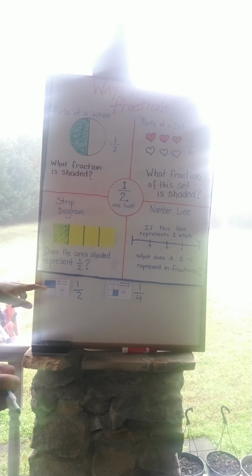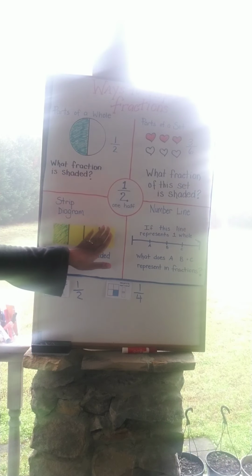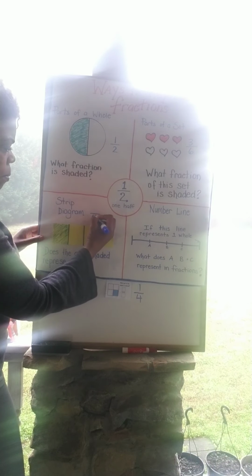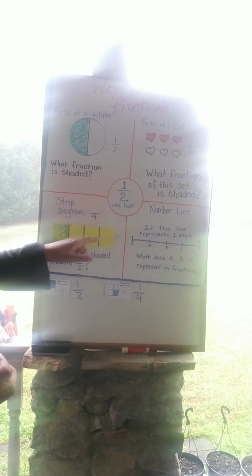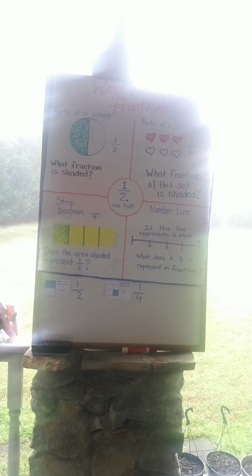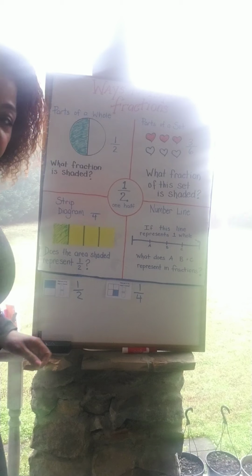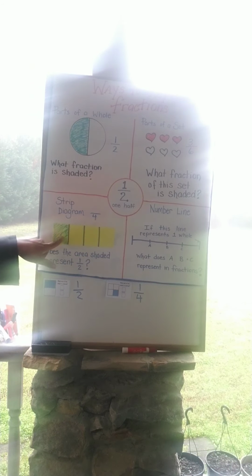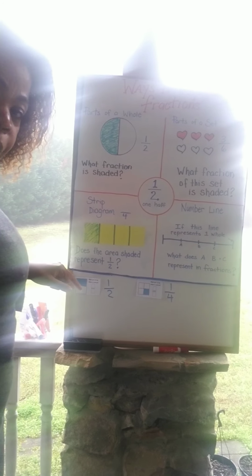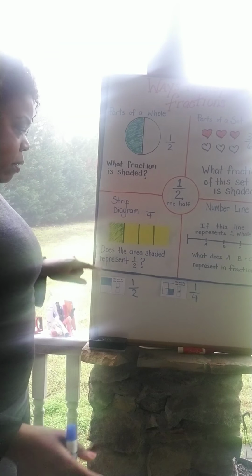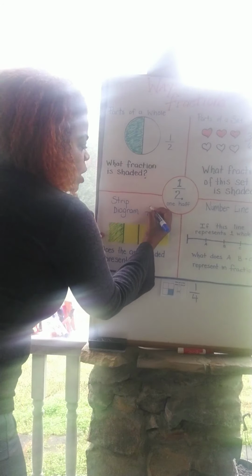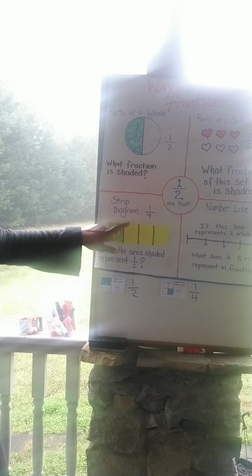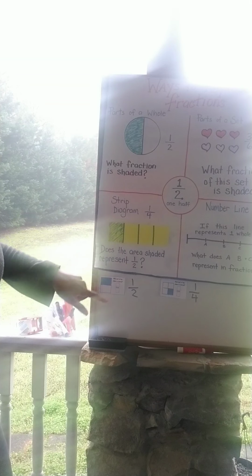This is a little strip diagram that I made. The whole part is what? 4. Because there's 1, 2, 3, 4 parts to it, right? This is sort of like what we did for our activity yesterday, okay? And if we look at this part, what part of this fraction is shaded? 1. 1 what? What fraction is that? 1/4 is shaded. 1/4. If I colored in 3, it would be 3/4.